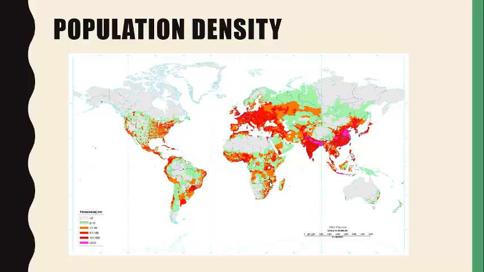So the areas around the world with the highest population densities, so we could look at areas like South Asia, particularly India and parts of China. We could look at a place like Japan, which is very highly densely populated, as well as Western Europe. Whereas again, North America, relatively sparsely populated compared to those areas.